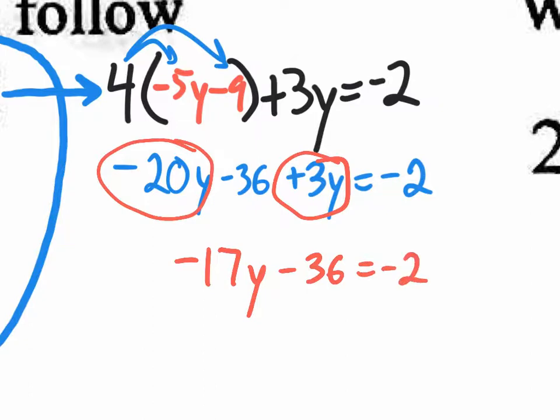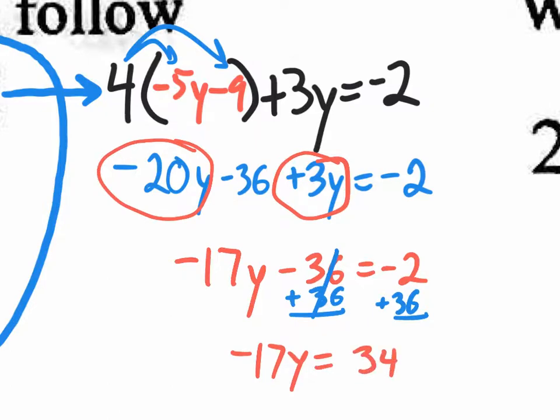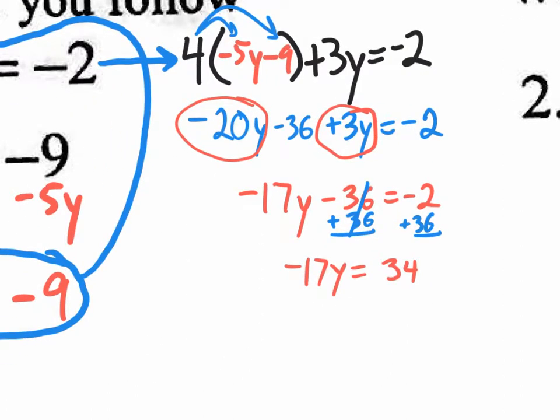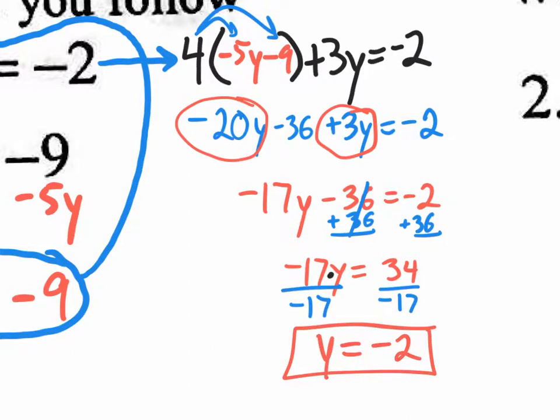Let's continue solving here. I'm going to get rid of the minus 36 by going plus 36. What I do to one side, I do to the other side, plus 36. I'm going to rewrite what I have. I have negative 17y equals 34. And now for my final step, I need to get rid of that negative 17 in front of the y that's being multiplied, right? So how do I get rid of multiplication? I do the opposite. I do division of that same exact value. So divide by negative 17, divide by negative 17. And luckily, y equals negative 2. You could use a calculator if you want. But what I have here is one answer.